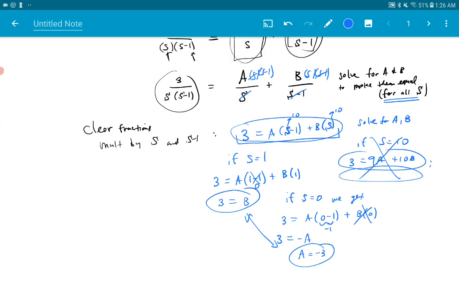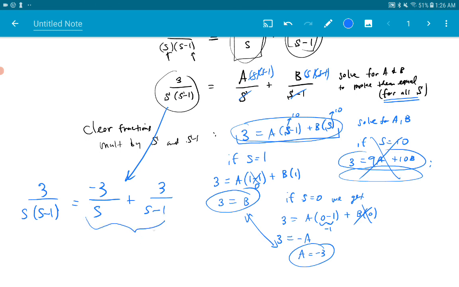So all of that work was just so that we could say 3 over s times s minus 1 is equal to negative 3 over s plus positive 3 over s minus 1. If you're not sure if that's right, you could just use common denominators to add these together and make sure you get back to that. You will.